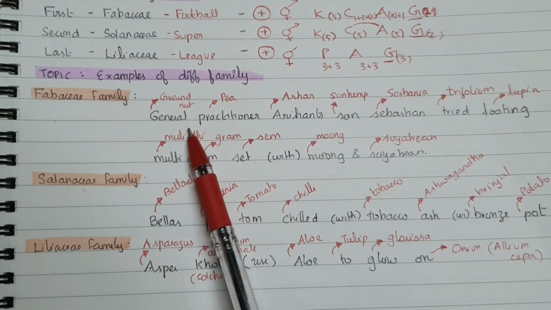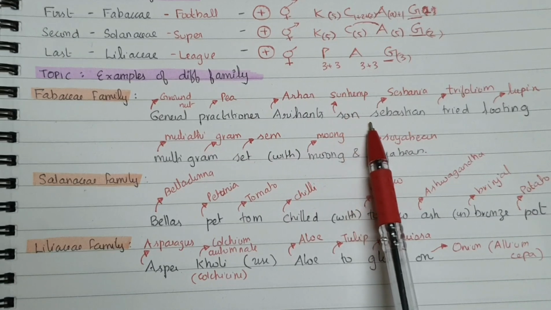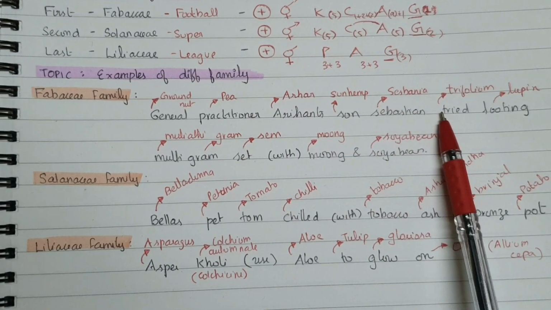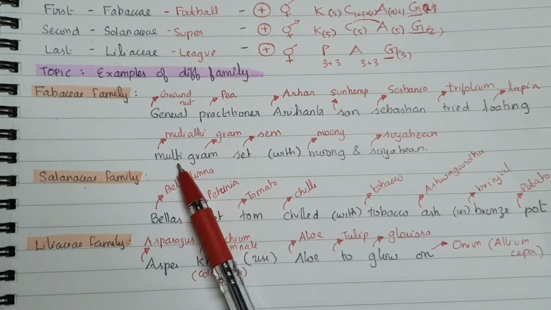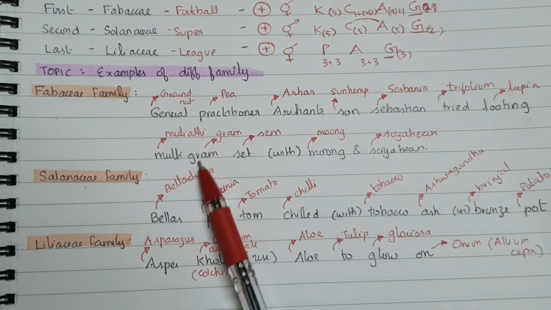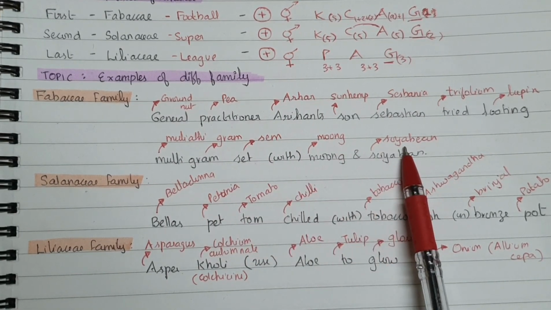So general for groundnut, practitioner for pea, Arihant for Arhar, son for Sann hemp, Sebastian for Sesbania, tried for Trifolium, looting for lupin, multi for mulethi, gram for gram, set for sem, moong for moong, and soybean for soybean.